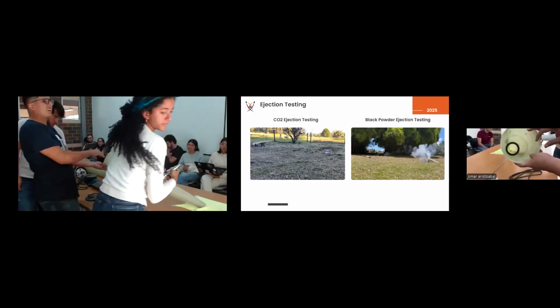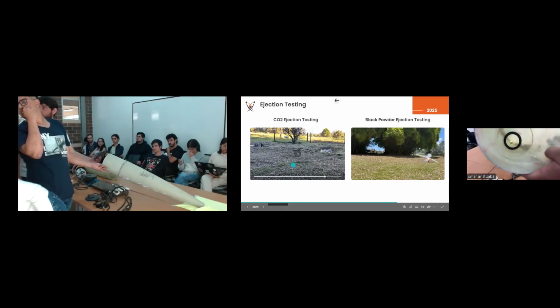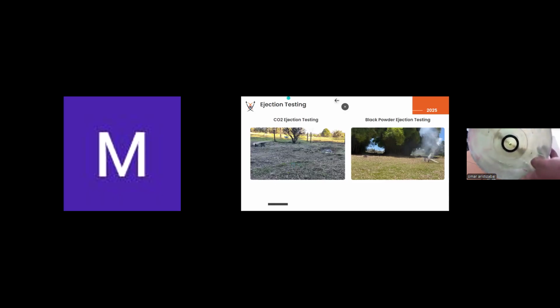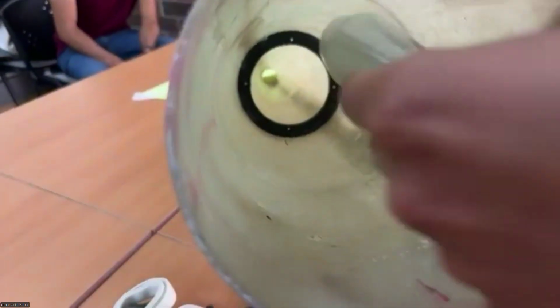I don't know if your other camera is on. Oh, there it is. Yeah, I see it now. The camera that's your main camera is all of your backs. Yeah, there you go. That's the main camera. That's good.